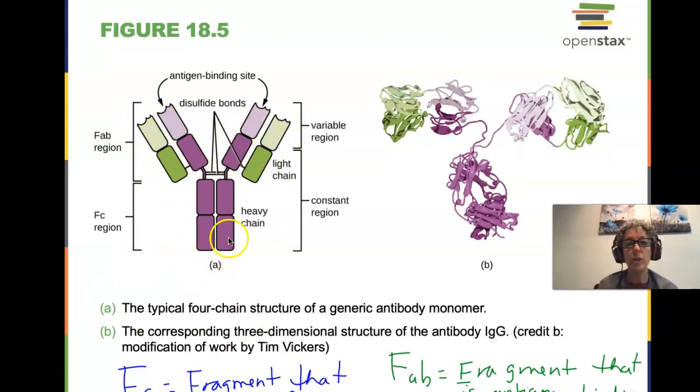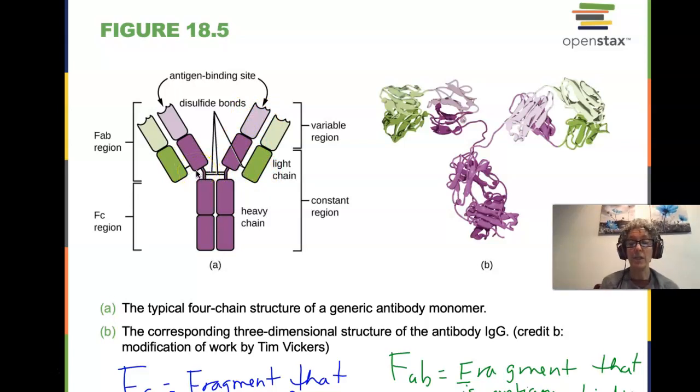This is a cartoon of the generalized structure of an antibody. There are 4 chains, so it is tetrameric. We have 2 long chains that are called the heavy chains, and we have 2 individual light chains that are smaller. The heavy chains are bound covalently to each other with disulfide bonds. So those are covalent between sulfur functional groups. And each light chain is bound on one side of the heavy chain also by disulfide bonds.